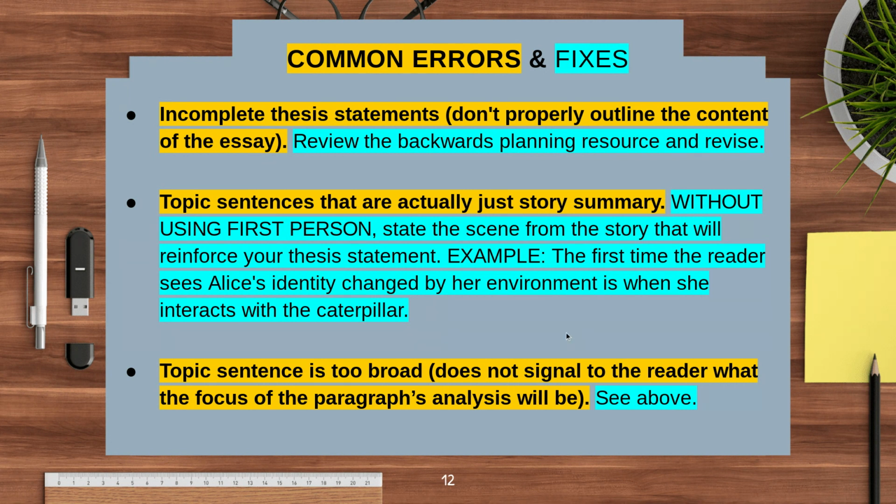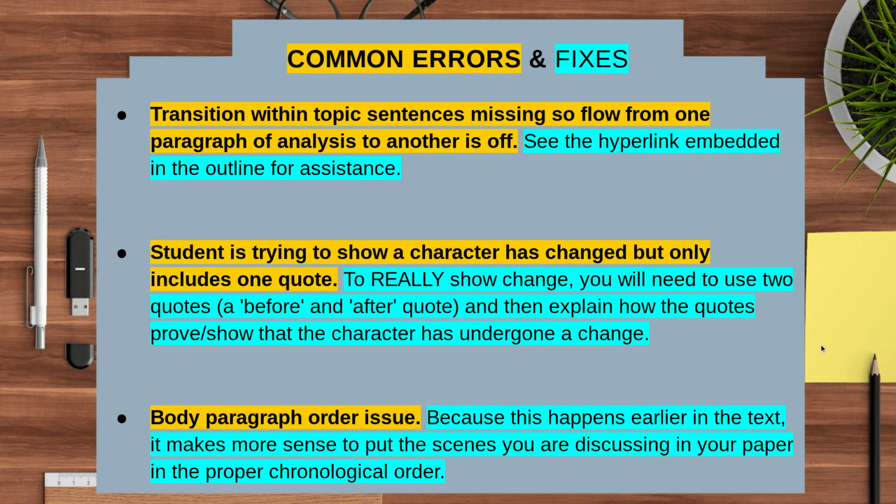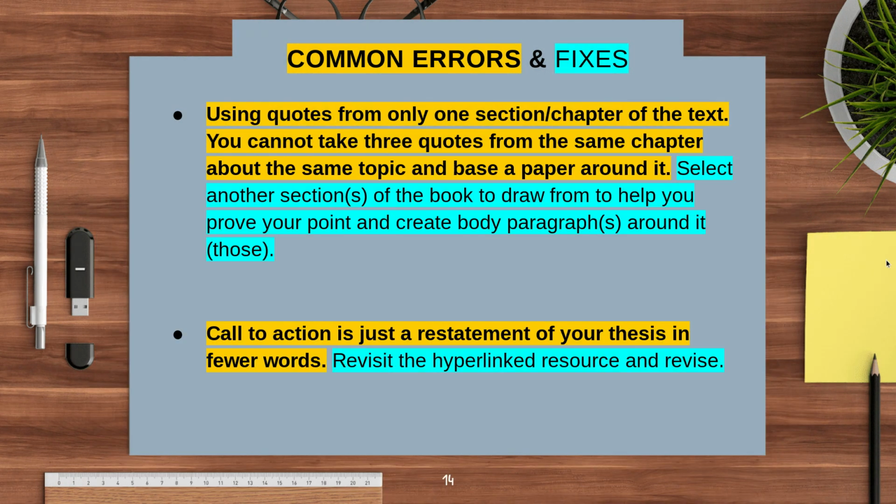Some topic sentences were too broad. It doesn't signal to the reader what the focus of the paragraph's analysis would be. Again, use the samples that I've given you above to help you fix that. Make the scene that you're going to be using the focus of that topic sentence, and always tie it to your thesis statement. Transitions for topic sentences were either missing or they just were kind of off. Please use those hyperlinked resources that I talked about earlier.